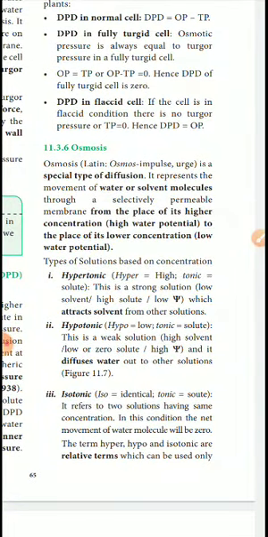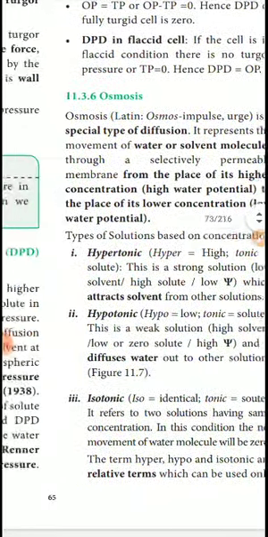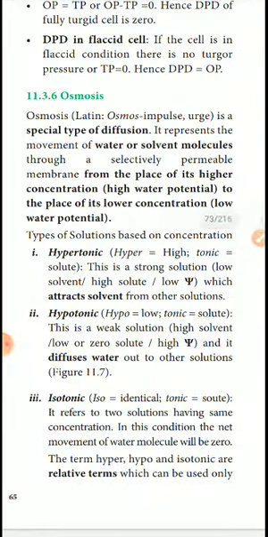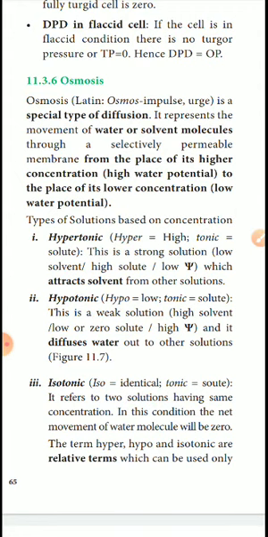Today we will discuss osmosis. What is osmosis? This is a Latin word meaning impulse, urge. So it is a special type of diffusion. One of the methods is diffusion. It represents the movement of water or solvent molecules through a selectively permeable membrane from the place of higher concentration to lower concentration. So that is from higher water potential to lower water potential. This is the basic one.